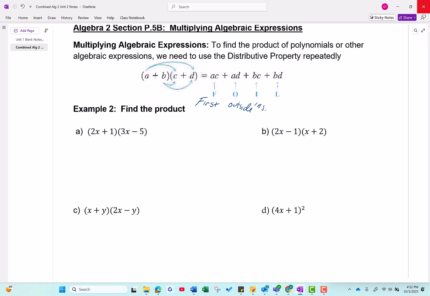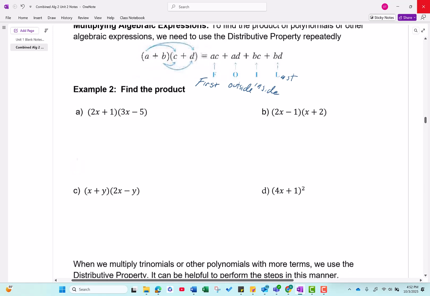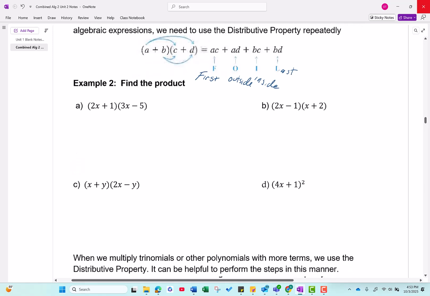Then inside, see B times C here, and then last. First, outside, inside, last, so B times D. And then that will give you terms as you see out here, and then you can simplify it like terms as able.